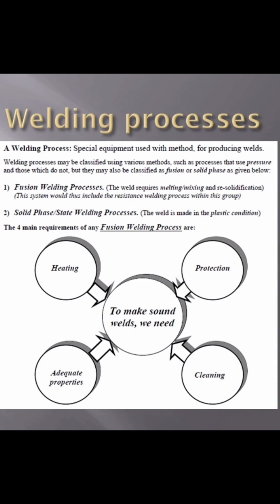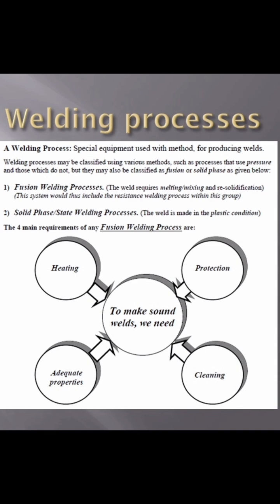2. Solid phase, or solid state, welding processes. Here, welding happens in the plastic or soft condition without fully melting the materials. Think of processes like friction welding or ultrasonic welding. So, what are the key ingredients to make a strong, reliable weld, especially in fusion welding? Let's look at this simple and powerful diagram.